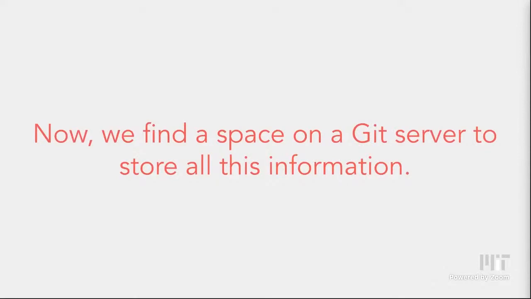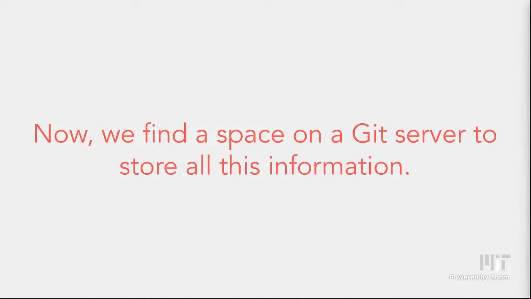So that's cool and all. We have Git set up, but remember that one of the central benefits of Git is that it's centralized. It has a server that keeps all this information. So we actually need to find a server to hold all this stuff. We need a space to hold all our information. And so that's where GitHub comes in.